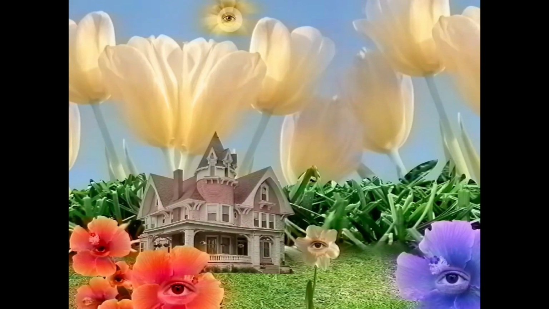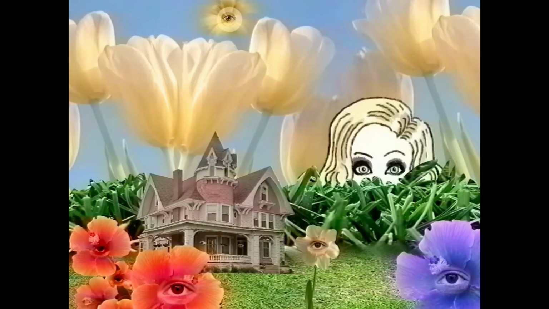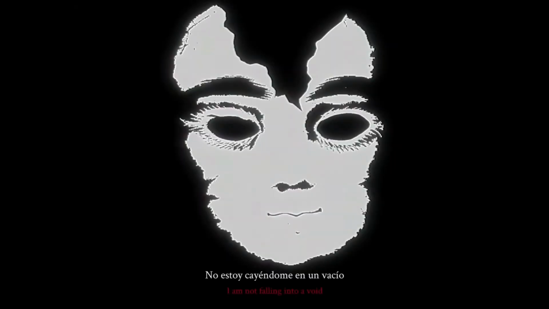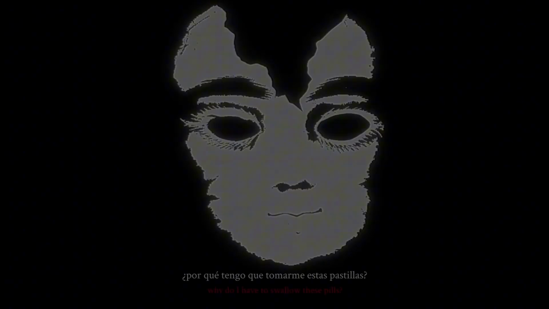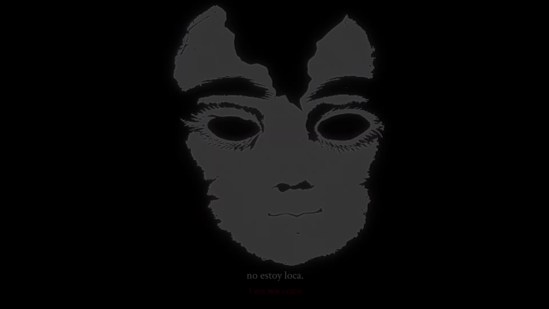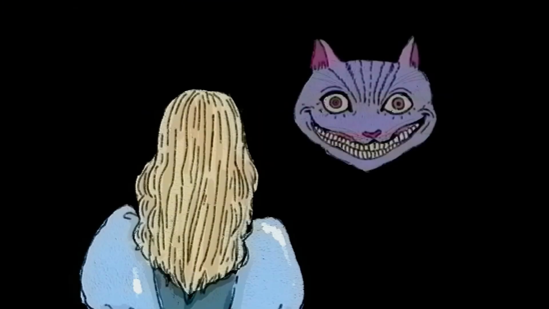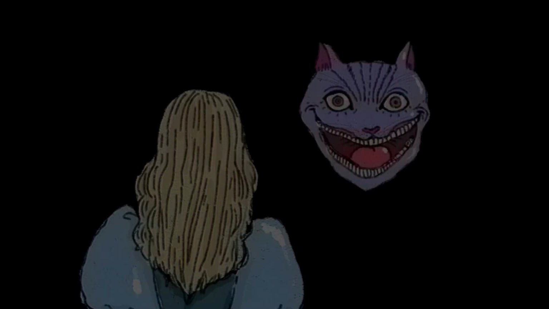Then it switches to Alice looking over this house with some weird looking flowers. Then it switches to this really weird face that says, "I am not falling into a void. Why do I have to swallow these pills? I am not crazy." Then the face distorts and shows Alice looking at the Cheshire Cat, who makes this really creepy laugh, which I will let play here.